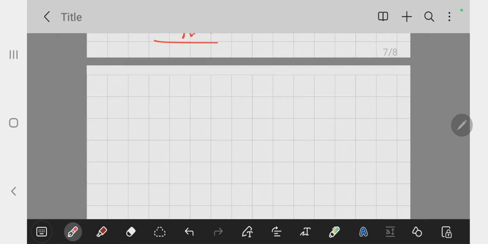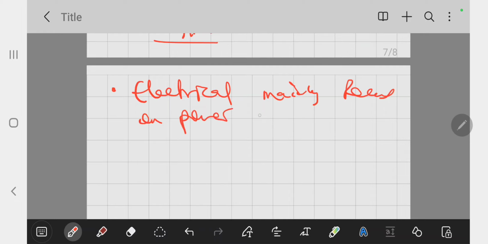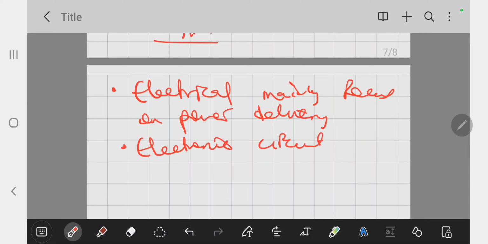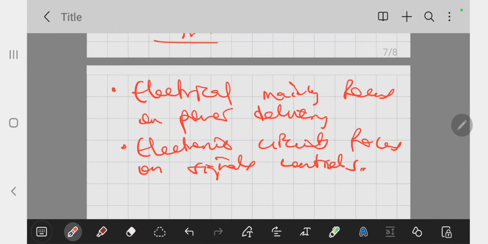So then when we looked at the main differences between electrical circuits and electronics, we said electrical circuits, they mainly focus on power delivery. Then electronic circuits is focused on signal control, mainly about how you can control a circuit.